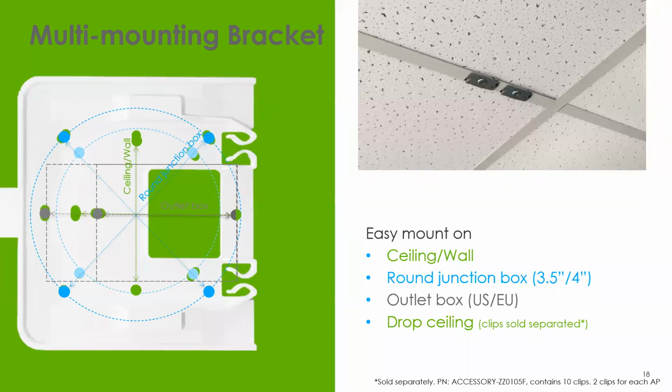All 3 of our APs use a version of our multi-mounting bracket. So this is a bracket that's been designed to work pretty much anywhere. It's designed to fit on a rectangular outlet box. It's designed to fit on a round junction box. 2 different sizes of junction boxes are supported there.